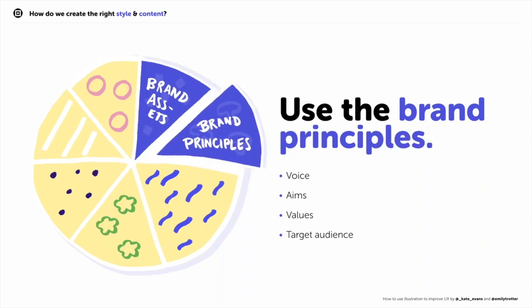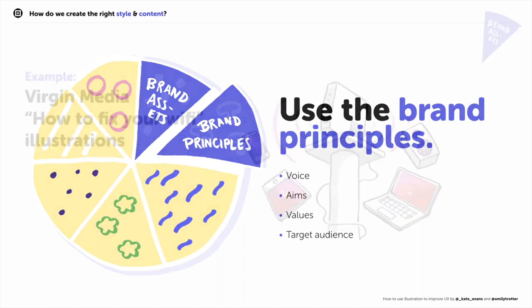And then we move on to brand principles. So are there any tonal guidelines you can take into account? Is there a tone of voice you actually need to follow? Are there aims or values that you need to stay in line with? These will often come as keywords or phrases within the guidelines, and you should keep them in mind whilst you're creating the content.